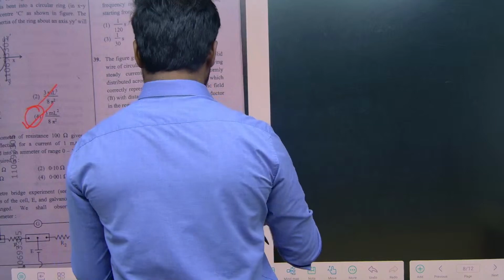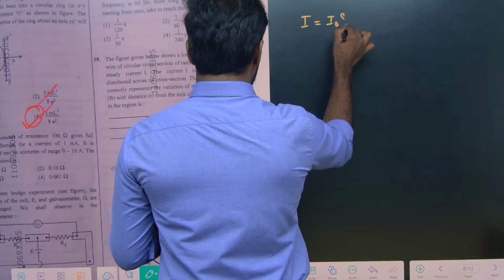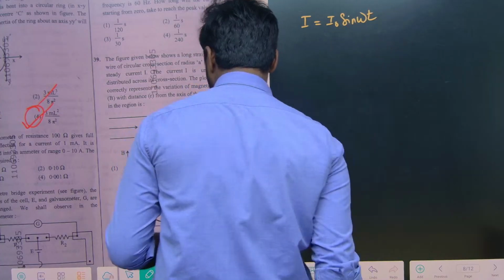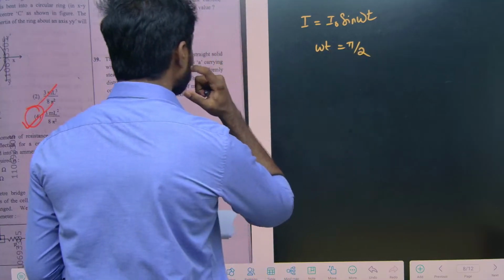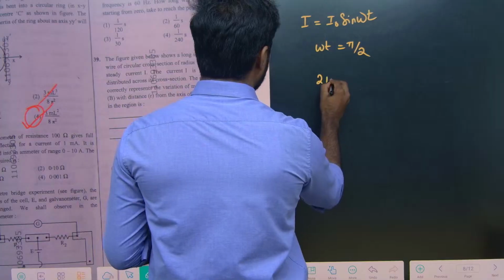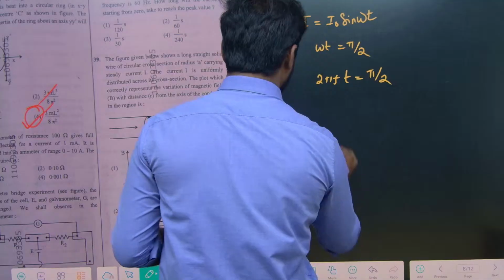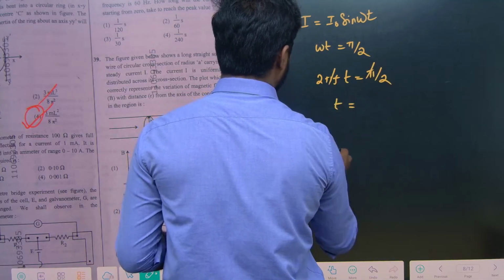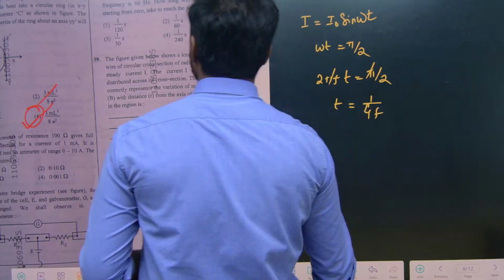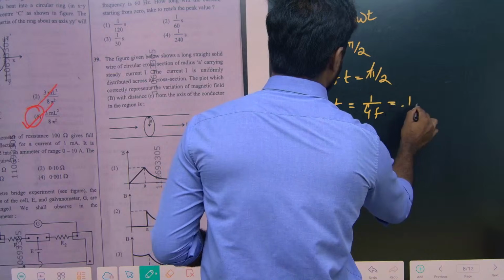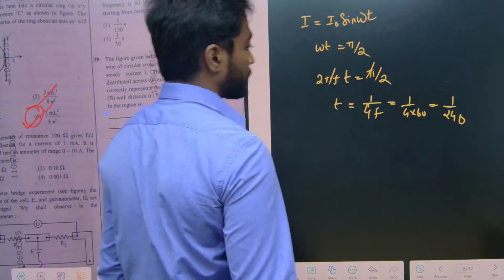Okay, so what is the given thing here? I is equal to I naught sin omega t, which we know the value of, which means omega t will be equal to pi by 2. So 2 pi f into t will be equal to pi by 2, where t will be equal to pi and pi will get cancelled off, and it is 1 by 4f. What is the frequency they have given? It is 60. So 1 by 4 into 60, which is nothing but 1 by 240. 1 by 240 is the answer.